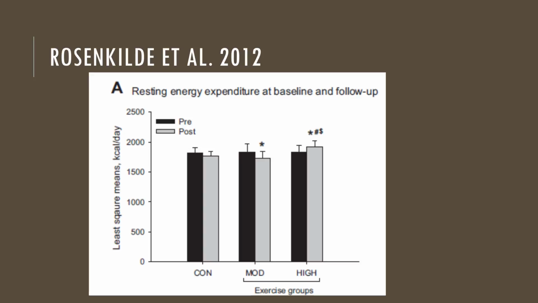This is from the same study. The black bars are pre-weight loss, and the gray bars are post. The y-axis is kcals per day, so this is essentially metabolic rate. The moderate intensity group decreased their metabolic rate, but the high intensity group increased metabolic rate. So this suggests that the muscle mass increase does indeed result in not just a prevention of the drop in metabolic rate, but in this case it actually increased metabolic rate, which is very important in maintaining weight loss long term.